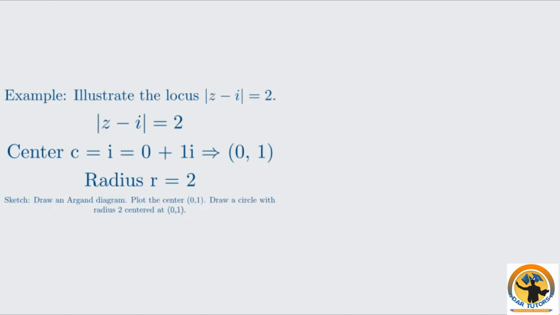We can sketch this on the Argand diagram. We plot the center at (0, 1) on the imaginary axis, and then draw a circle with a radius of 2 units around it. This circle contains all possible values of z that are 2 units away from i. We have now learned how to determine and sketch a circular locus on the Argand diagram from an equation involving the modulus. There are other important geometric loci as well.